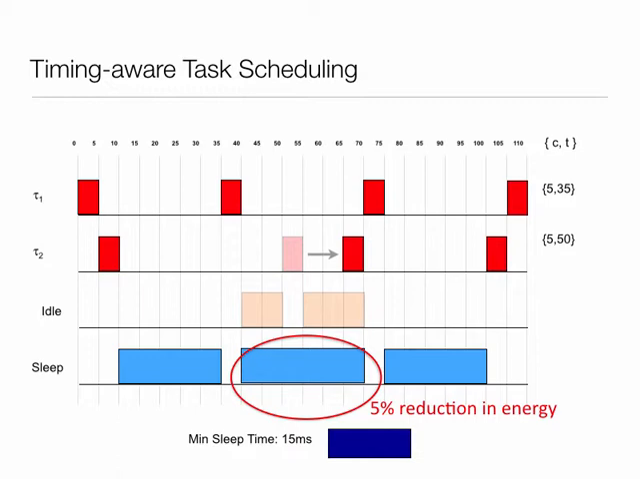In this particular case, it turned out that shifting from here to here didn't affect the deadline, but was much friendlier from a shutdown perspective. So again, these are things which the initial algorithms and approaches never took into account.